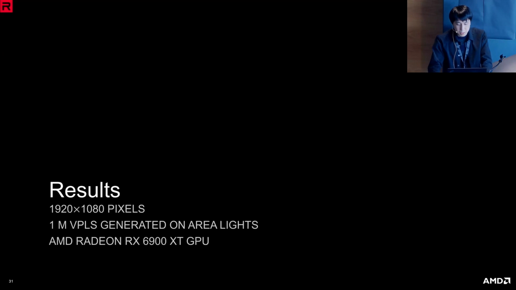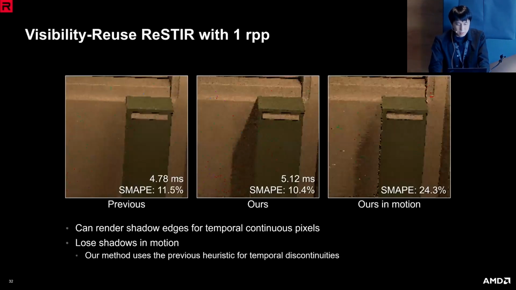I'd like to show our experimental results. Although our heuristic helps to render high frequency shadows, unlike the previous heuristic, it works only for temporal continuities. For temporal discontinuities, our method uses the previous heuristic as a fallback.